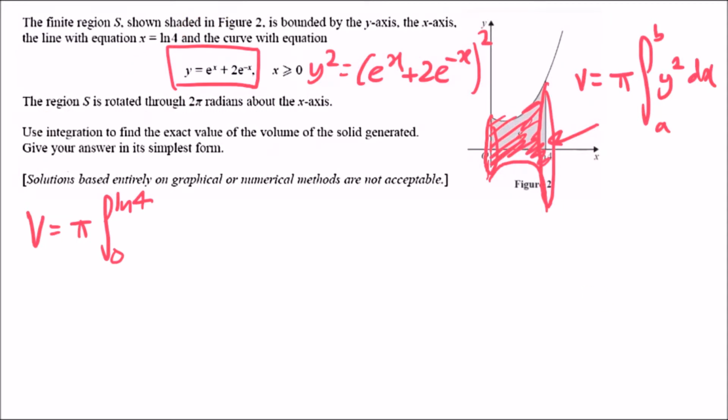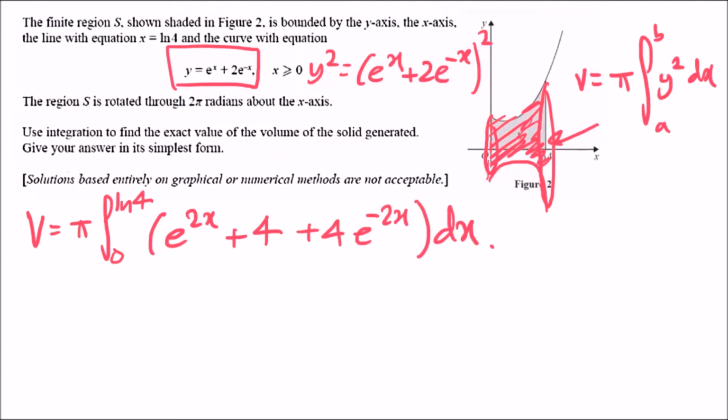So let's expand this y squared. It is going to be e to the power x times e to the power x, so that's e to the power 2x. Then you've got e to the power x times 2e to the power negative x. The e^x and e^(-x) cancel out, so you're left with 2, and you're going to do it twice, so 2 plus 2 gives you 4. And lastly, you have 2e to the negative x times 2e to the negative x, which is plus 4e to the negative 2x, dx.